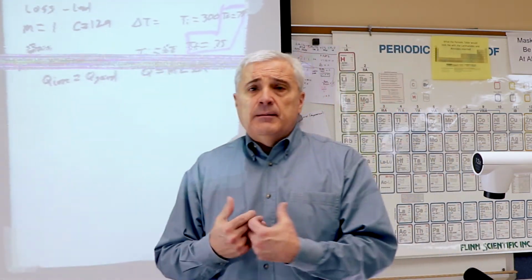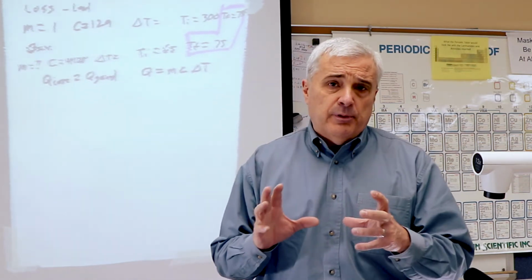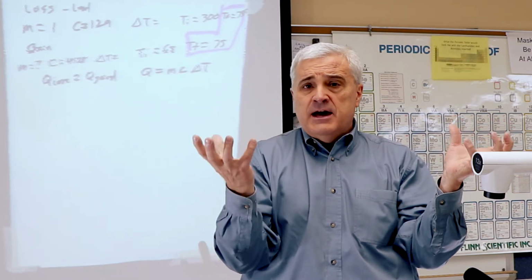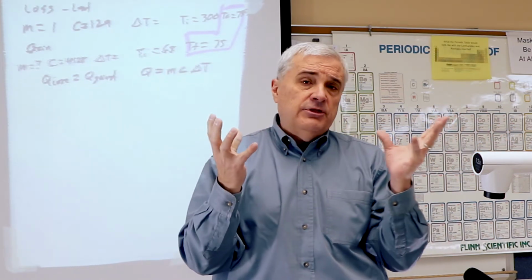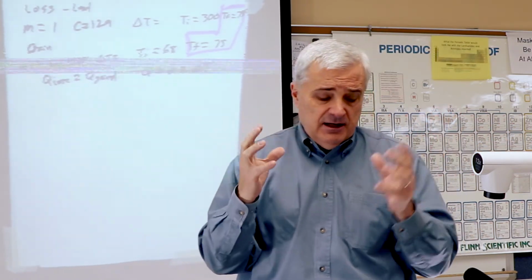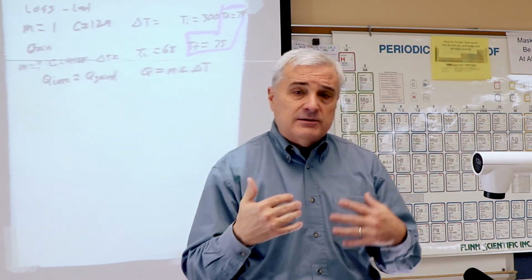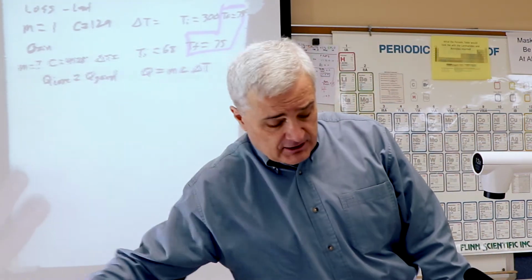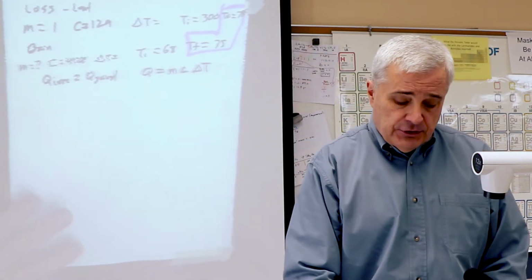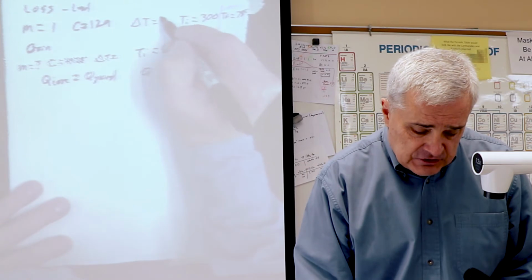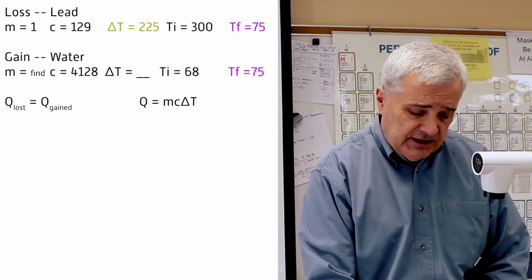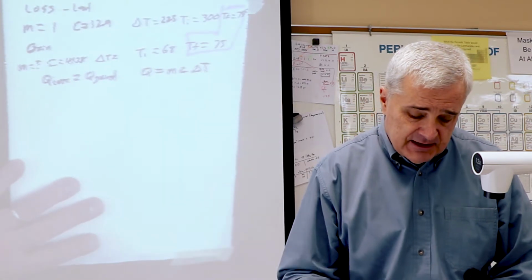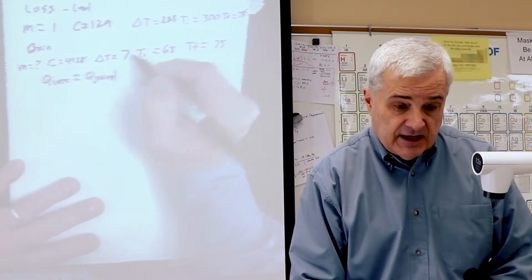And you can be complicated about it and worry about the positives and minuses. But when we're saying the amount of heat lost is equal to the amount of heat gained, we're dealing with the minus sign there. So all we do is basically take the absolute value. I have a calculator if I should need it. 300 minus 75 is 225. That's delta T on the lead side. And delta T on the water side is 75 minus 68, which is 7.